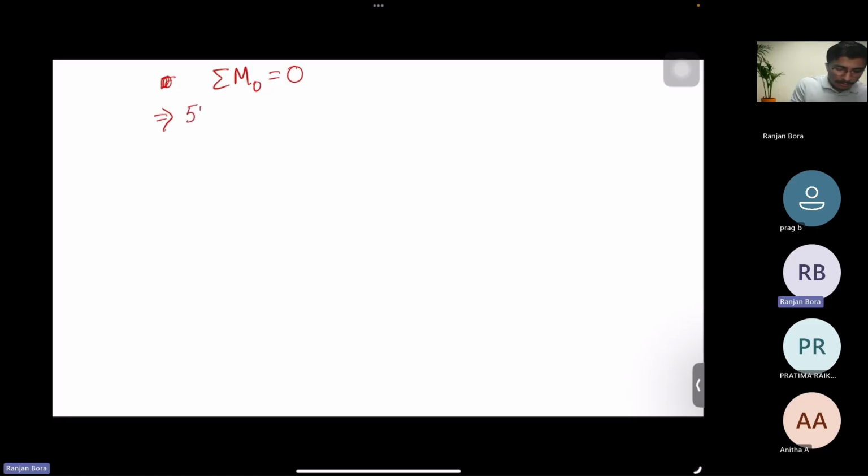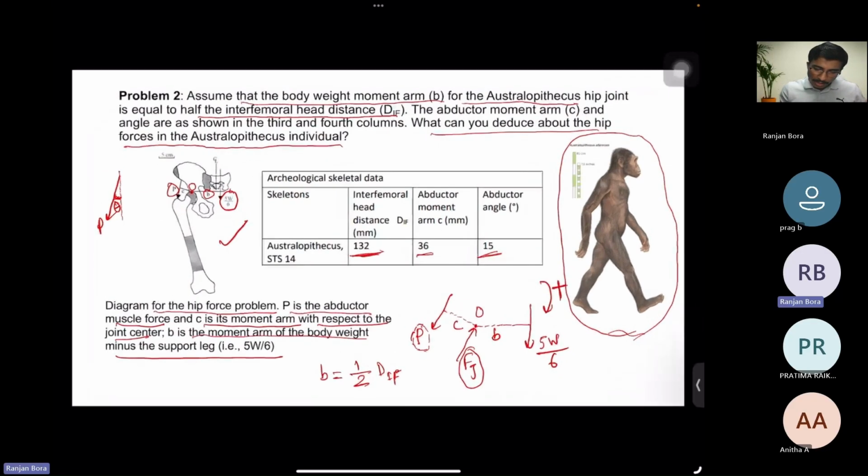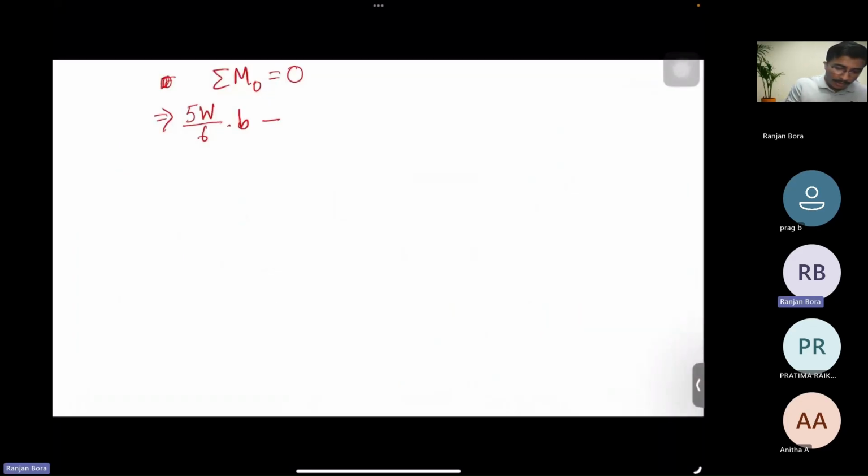5W/6 dot, what is the moment term? The moment term is B. And the moment because of the force P is in the anti-clockwise direction, so it will be negative: minus P dot C. We are taking moment about point O, and Fj is passing through the point O, so there will be no moment because of this force Fj about O. So we can take these two moments and equate them to 0.